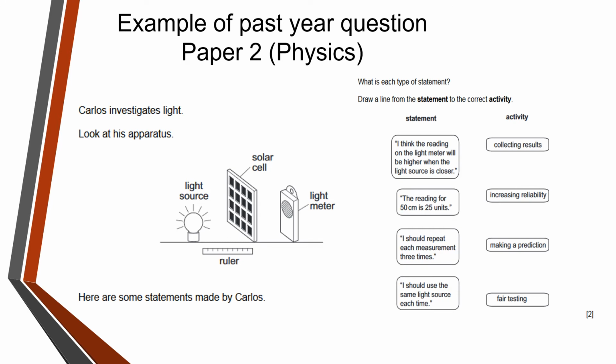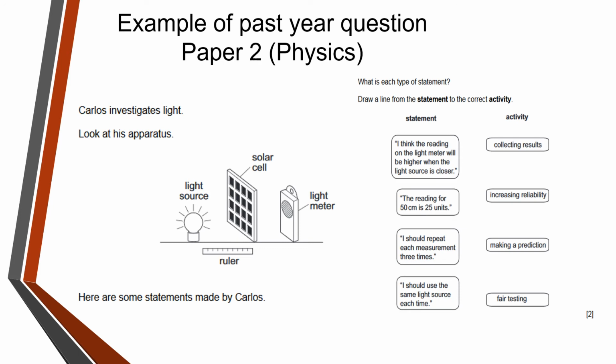Let's read the question together. Carlos investigates light. Look at his apparatus. So have a look at the apparatus. It says light source, ruler, solar cell, and light meter.